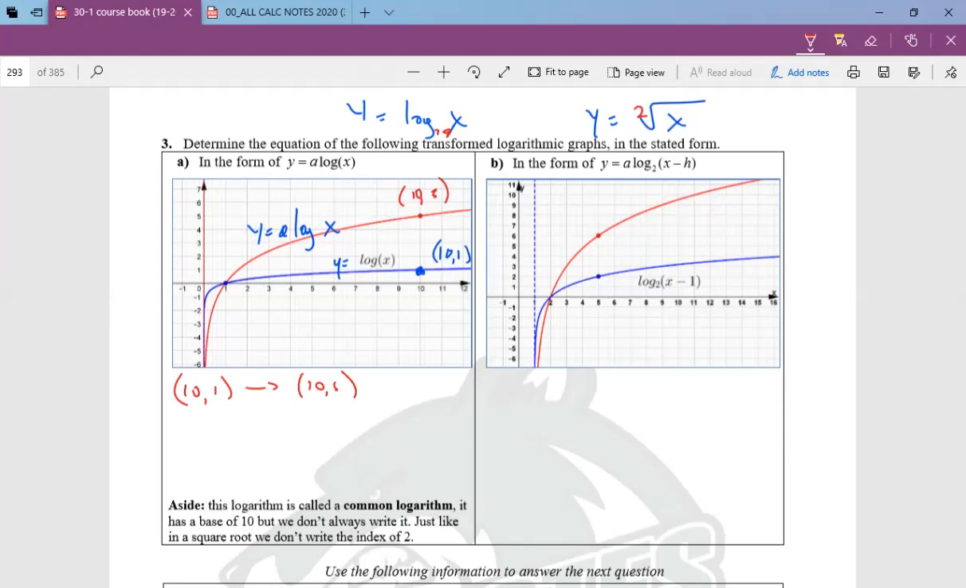So we could do this algebraically. We could say that 5 is equal to a times the logarithm of 10. We can push that into your calculator. A is equal to 5 over logarithm of 10. And you have a log button on your calculator. That is for your common logarithm, so it's in base 10. And so when we do this, you'll find that logarithm of 10 is just 1. And so this ends up being a equals 5.